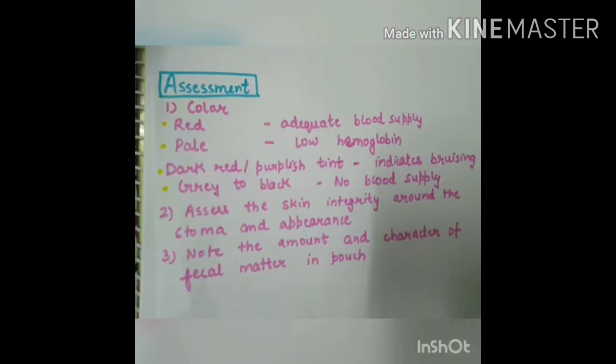The assessment includes the color. The colors include: red, adequate blood supply; pale yellow, anemia or low hemoglobin; dark red, purplish tint, indicates bruising; gray to black, no blood supply. Assess the skin integrity around the stoma and the appearance. Note the amount and character of fecal matter in pouch.